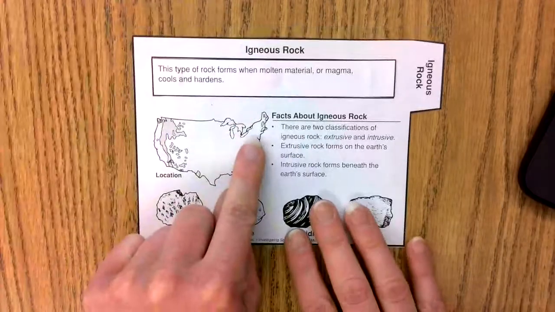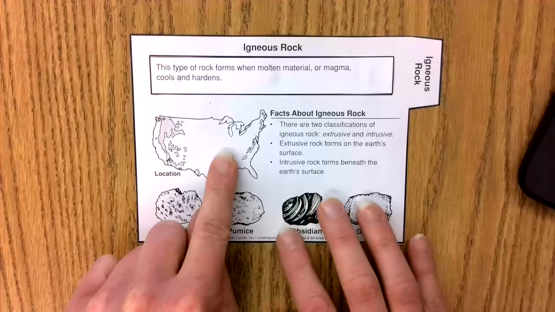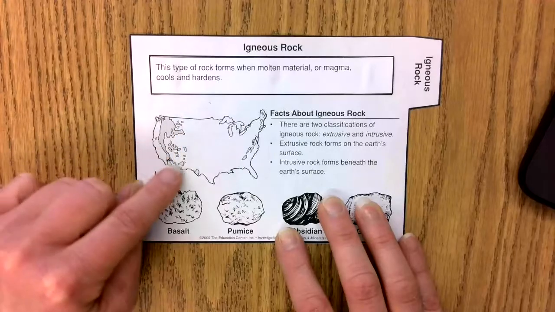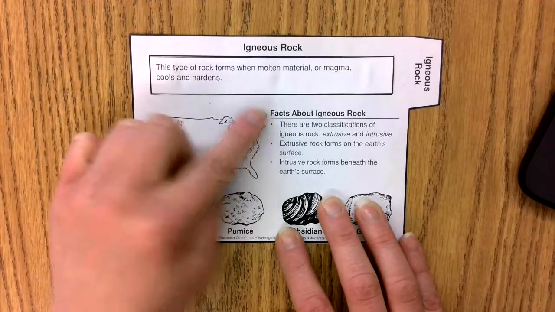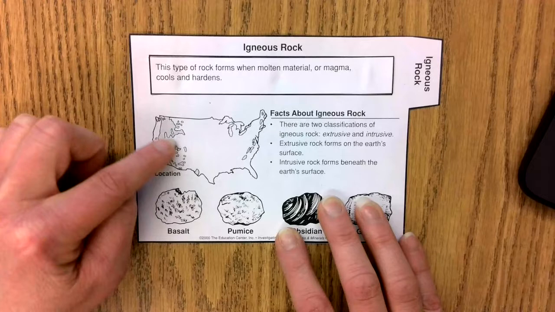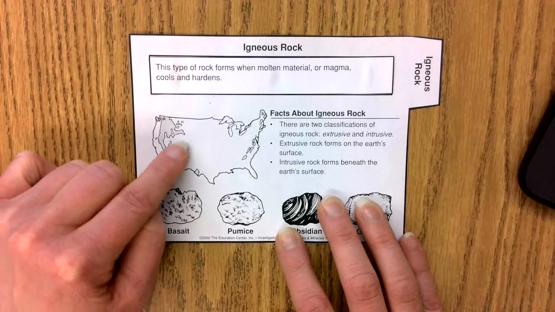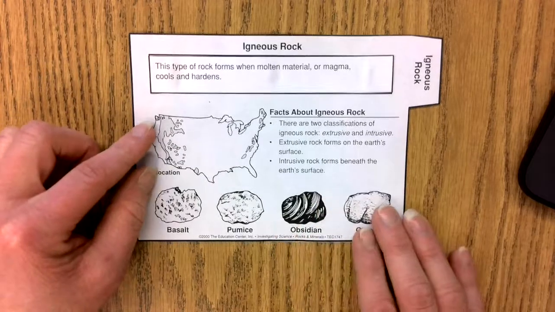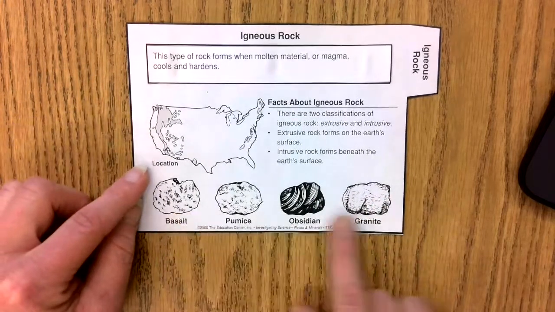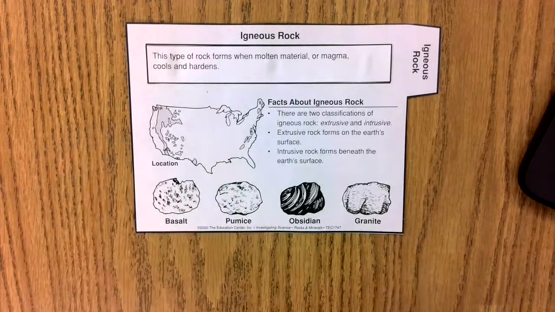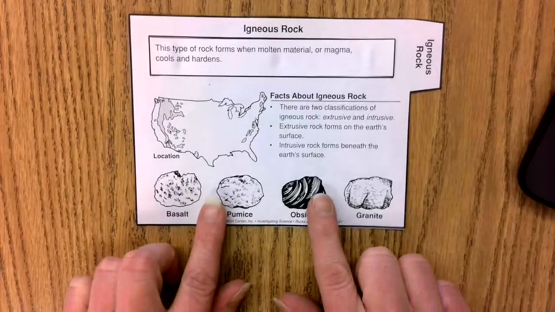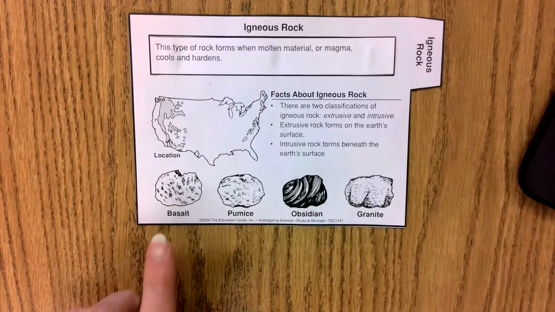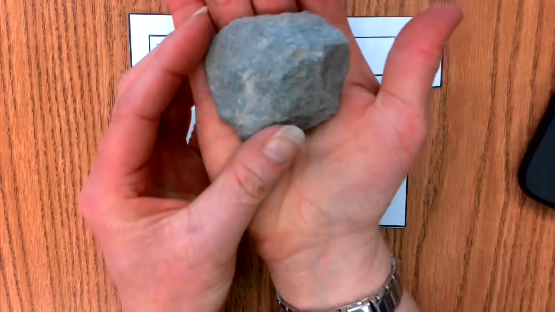Now, when we look at this page about igneous rock, it shows us on the United States where you can find igneous rock. And guess what? We live in Utah, and there is igneous rock, quite a bit that can be found in Utah. Here are 4 types of igneous rock. There are lots of kinds of igneous rock, but here are some that are 4 main types. The first is basalt, and that's this rock right here.